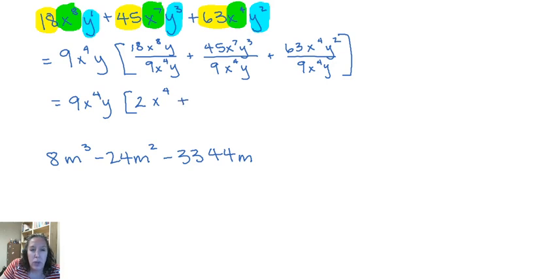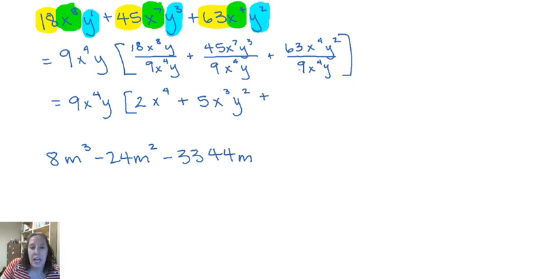For our middle term, we have 45 over 9. 45 divided by 9 is 5. X to the 7th over x to the 4th, when we subtract those powers, we're going to be left with x cubed. And then y cubed divided by y, we're going to subtract those powers. 3 minus 1 is 2.